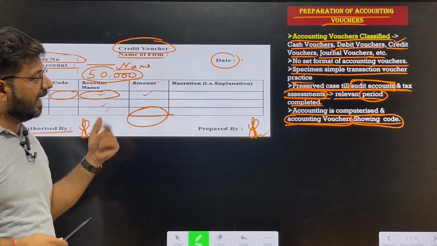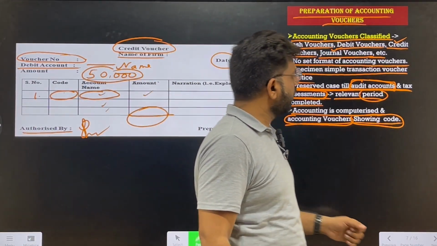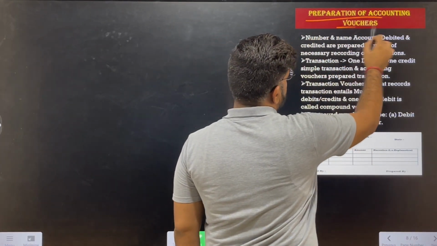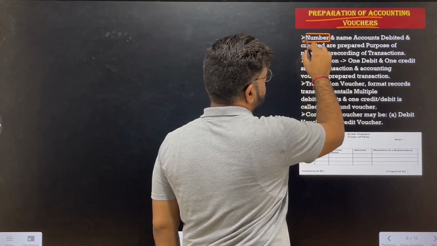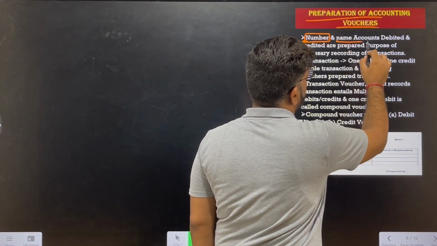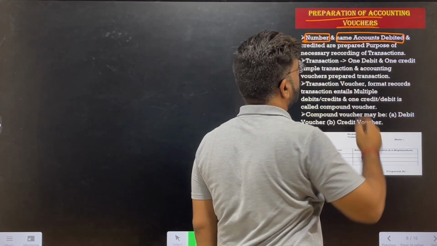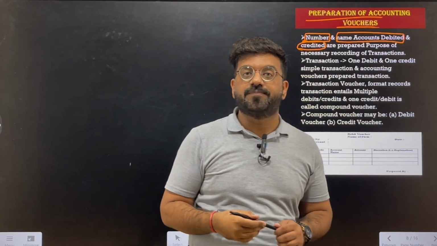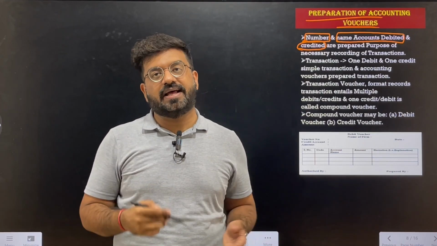Okay. Next, this was the preparation of accounting vouchers. Now we will see again the same thing, that it should have a number, it should have a name, accounts debited, name of the account which has to be debited, and the name which has to be credited. This we will be studying in the future classes, that what needs to get debited and what needs to get credited. You just need to learn at the moment that a voucher is prepared.